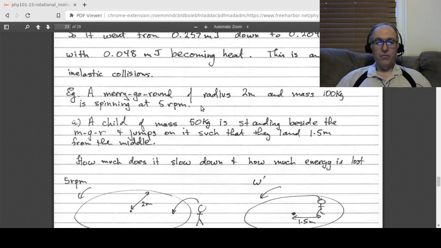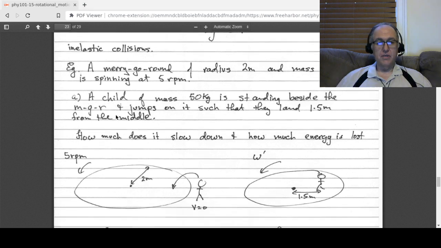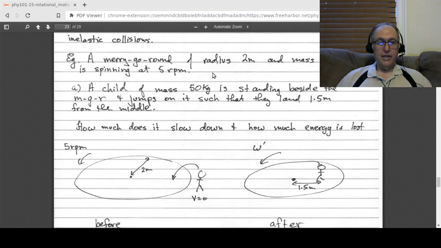And so I don't know if they still have those because they were a bit unsafe, but there they are. So I'm thinking of something like that. Okay, so a child of 50 kilograms is standing beside the merry-go-round and jumps onto it, landing 1.5 meters from the middle. So the merry-go-round has a radius of 2 meters.